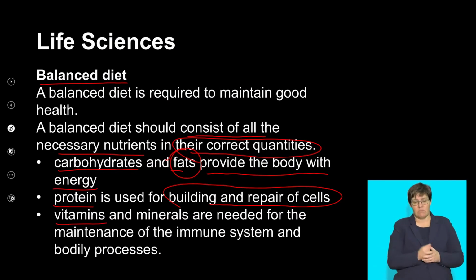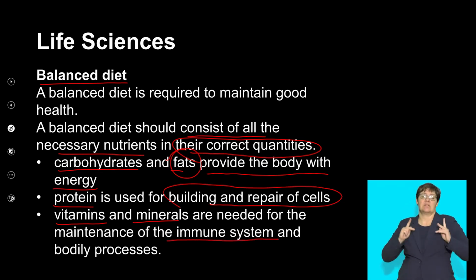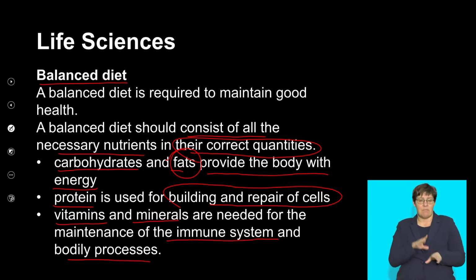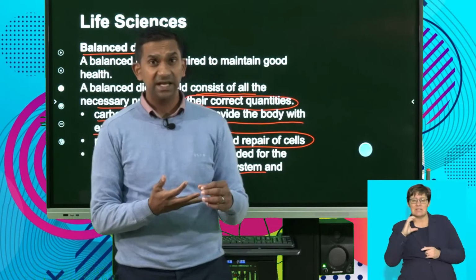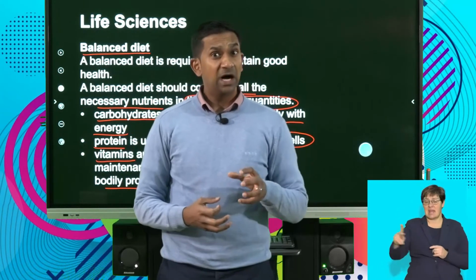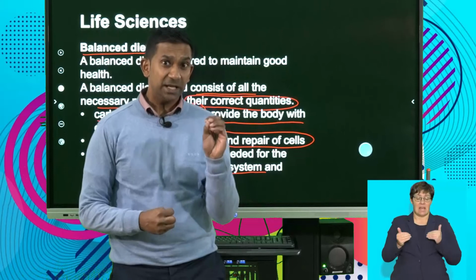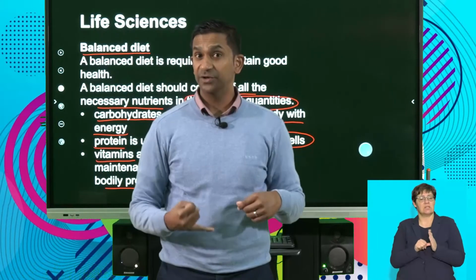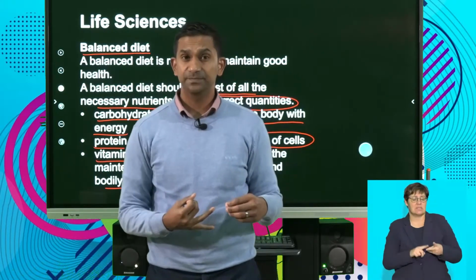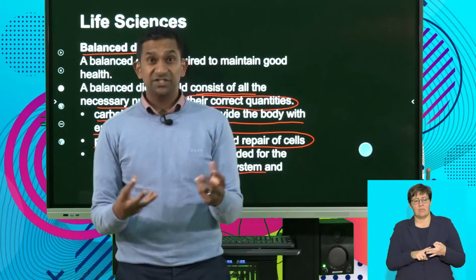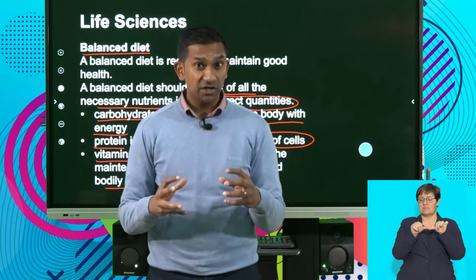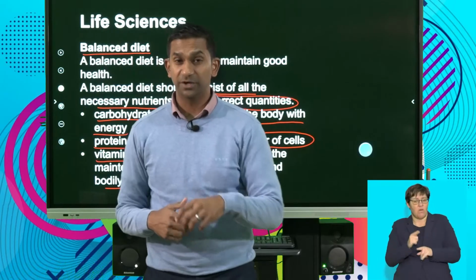We need vitamins and minerals that are important to maintain the immune system and body processes. These vitamins and minerals, vitamin C, D, A, E, and K, are all crucial for not just a balanced diet, but for the production of antibodies, enzymes, and structures that are important in maintaining important functioning of the body.